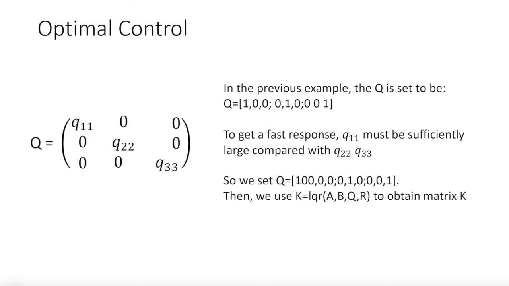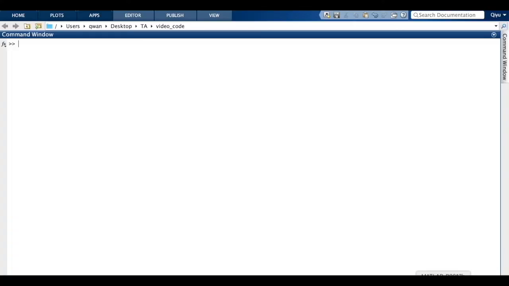The main difference between this example and the previous one is the value of the Q11. In both of them, Q is a positive definite matrix. With the new Q, our new K will be changed to these values.